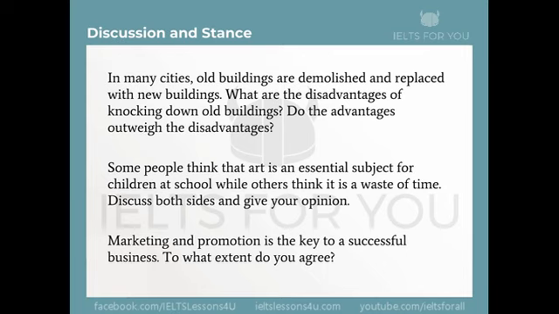And the third example, marketing and promotion is the key to a successful business. To what extent do you agree? Now the two sides here are agree and disagree. Marketing and promotion is the key, or marketing and promotion is not the key. You have to make sure that both of those opinions are shown in your essay.